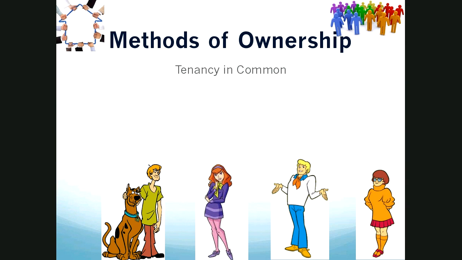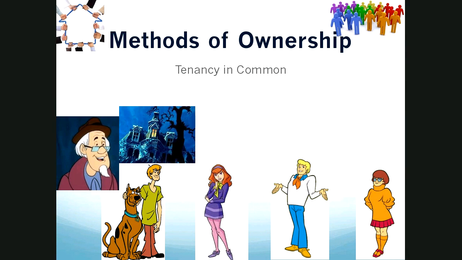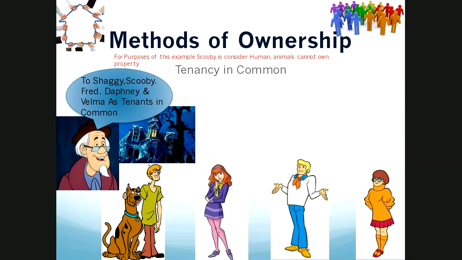So how does a tenancy in common work? Well, it's a lot like the same way. Say we have Scooby-Doo and the gang. Shaggy has an Uncle Stan who has an old spooky mansion. And so he says he's going to give it to Shaggy, Scooby, Fred, Daphne, and Velma as tenants in common. Now, disclaimer for this example, consider Scooby as a human. Animals can't own property, so just pretend he's another dude. All right. So Uncle Stan says to Scooby and the gang, as tenants in common.